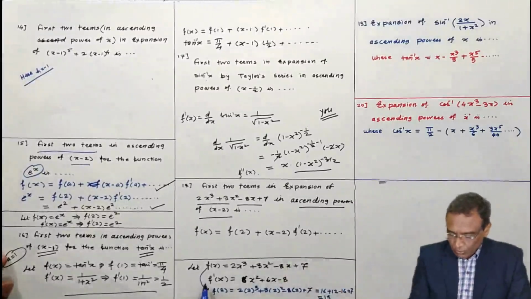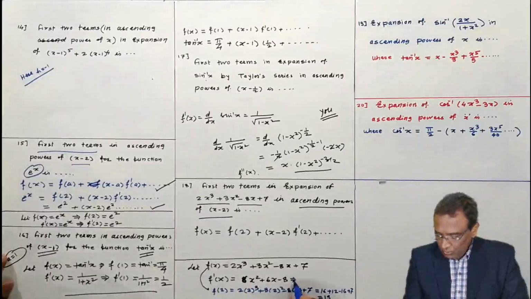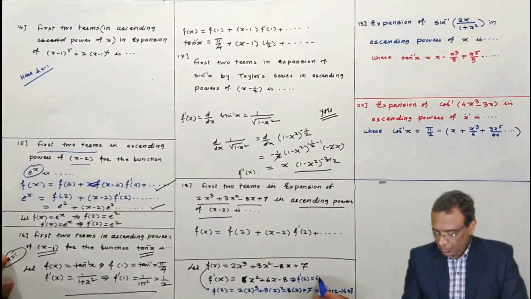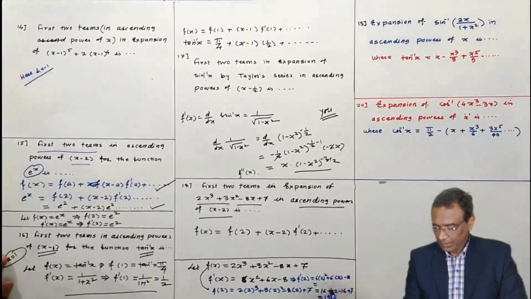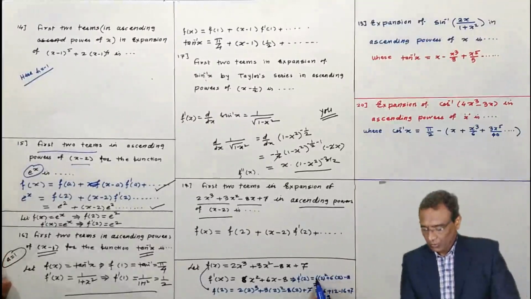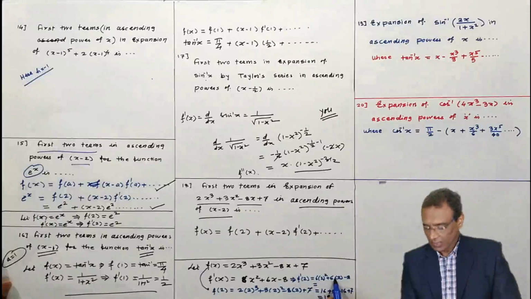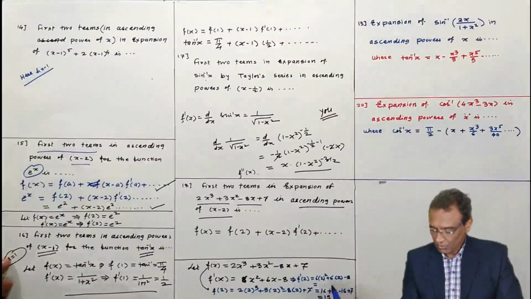F dash of 2 is what? Put x equal to 2 here. F dash of 2: 6 into 2 square, plus 6 into 2, minus 8. I am writing directly. This is 4, 24. 24 plus 12, 36. And 36 minus 8 is what? 28.